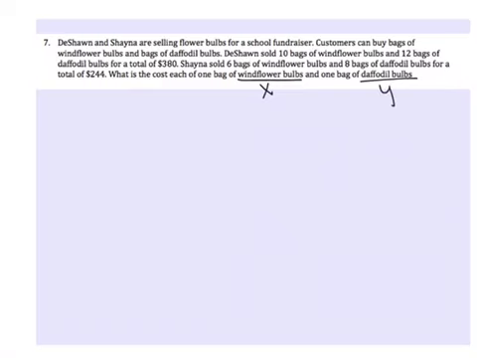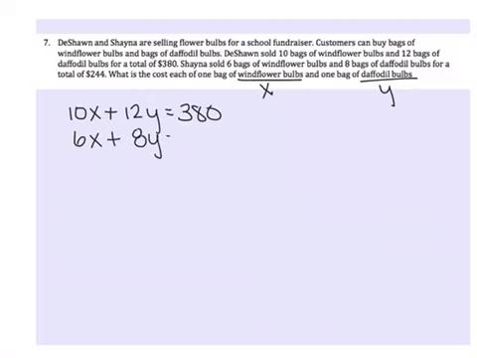So we're going to write Deshawn's equation first. He sold 10 bags of windflower and 12 bags of daffodil for a total of $380. Shania then sold 6 bags of windflower and 8 bags of daffodil for a total of $244.